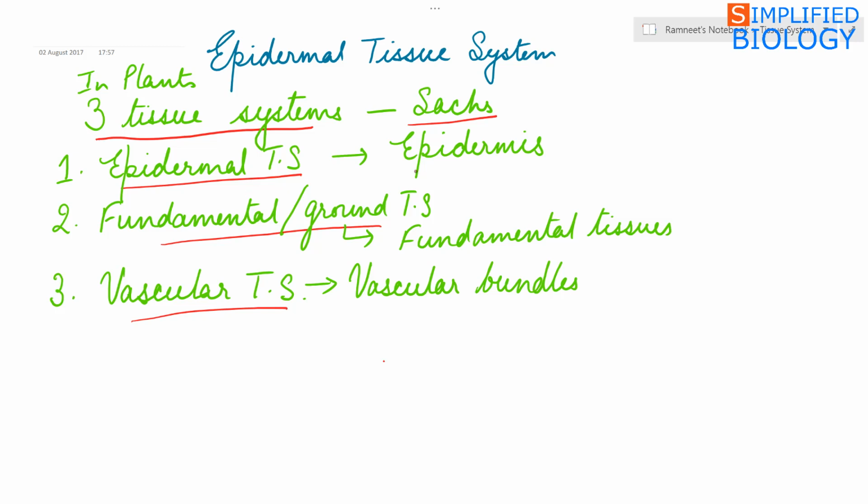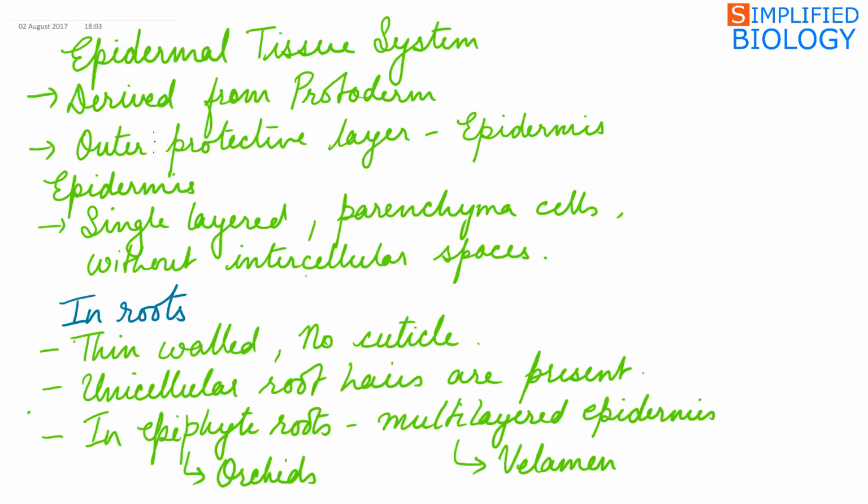Epidermal tissue system forms the epidermis of the plant body. Fundamental tissue system forms the fundamental tissues, while vascular tissue system forms the vascular bundles. Epidermal tissue system is derived from the protoderm of the apical meristem. It forms the outer protective layer of the plant body, that is the epidermis.